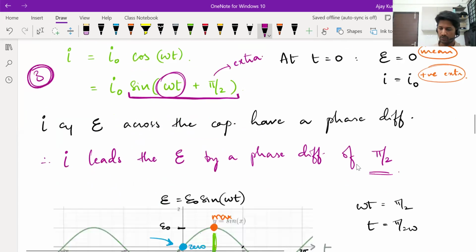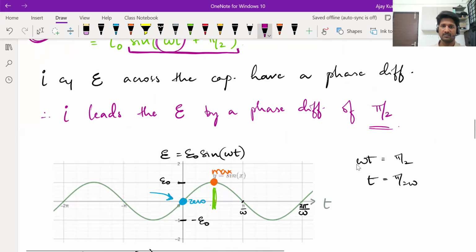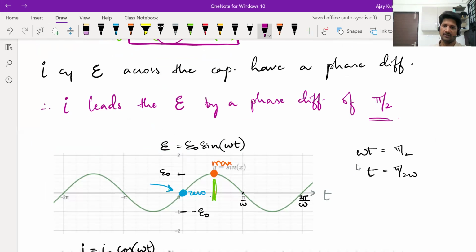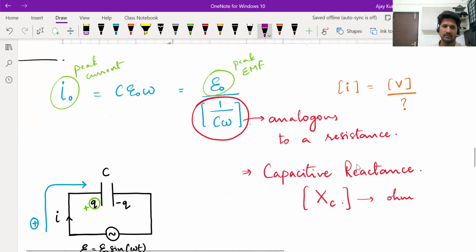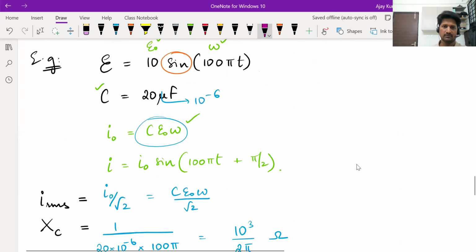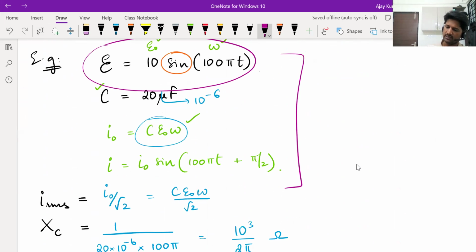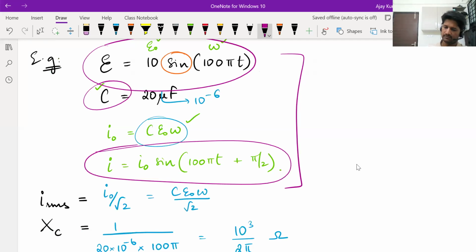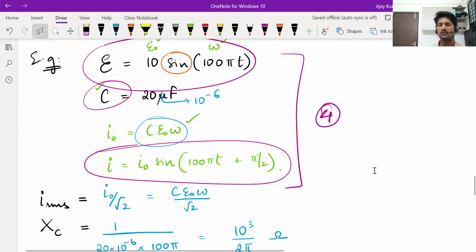And then I told you how to directly write the current function without taking help of the charge function. In the previous question, from EMF and capacitance, you can directly write the current equation. This is the fourth thing we derived today. You should be able to tell all this whenever you are asked.